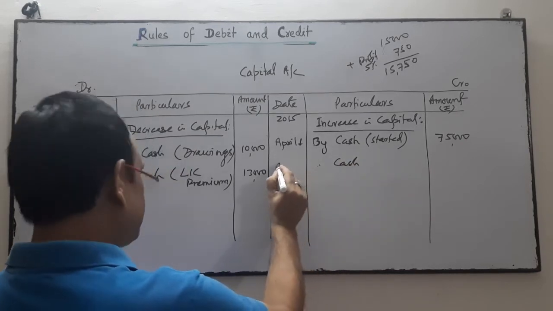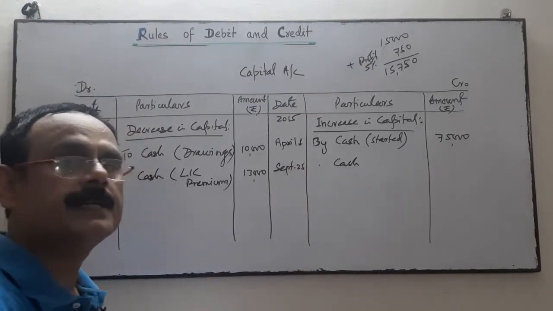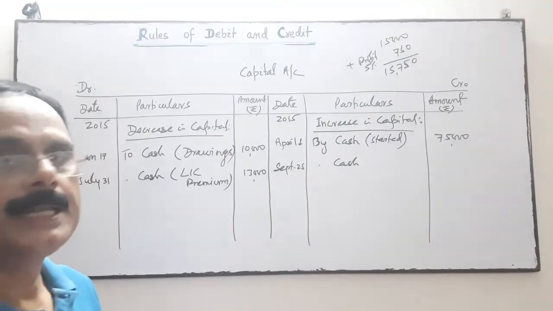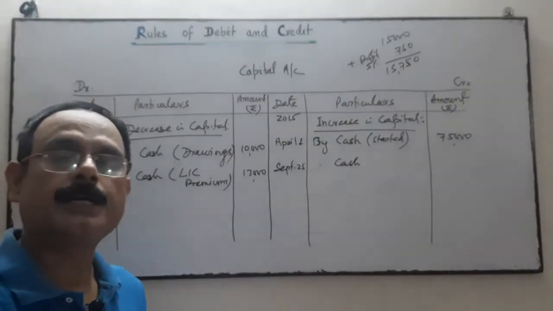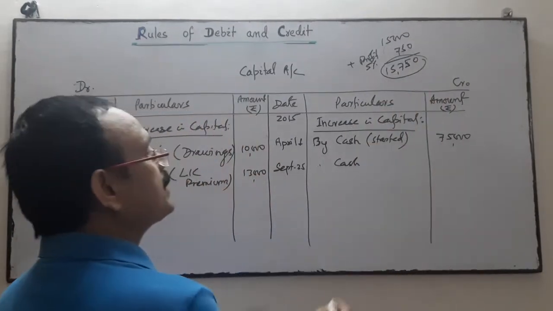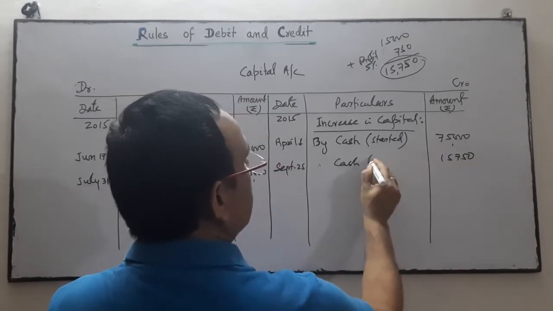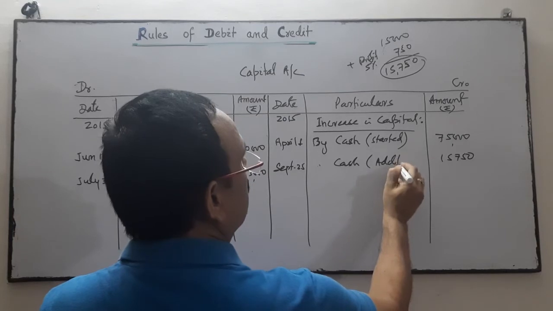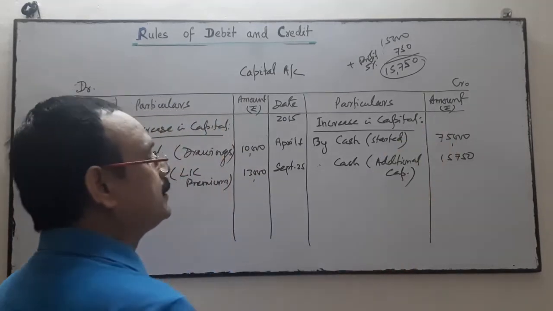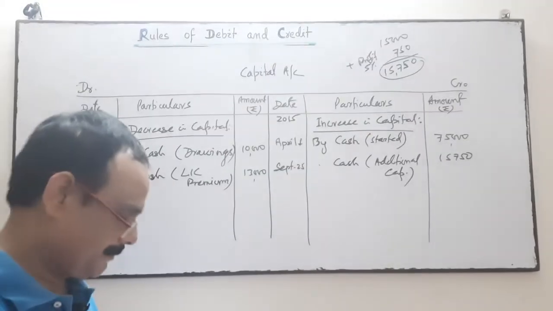The date is September 25. The proprietor has invested additional capital into the business by selling his personal investment at a profit of 5%, and this amount is invested in the business, so it's additional capital given by the proprietor, in addition to the earlier one. So increase in capital, that's why I've written it on the credit side.